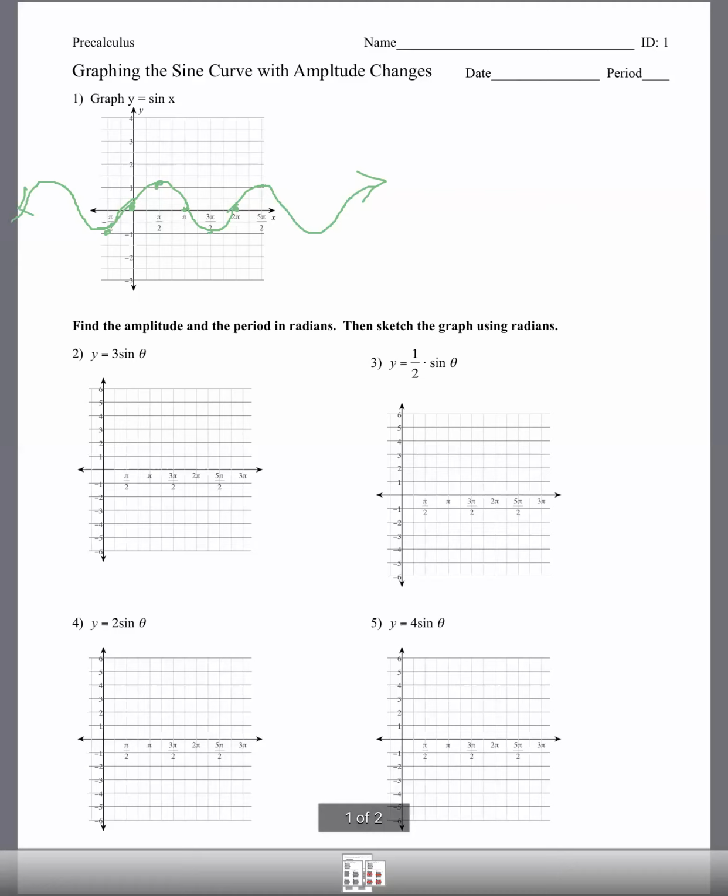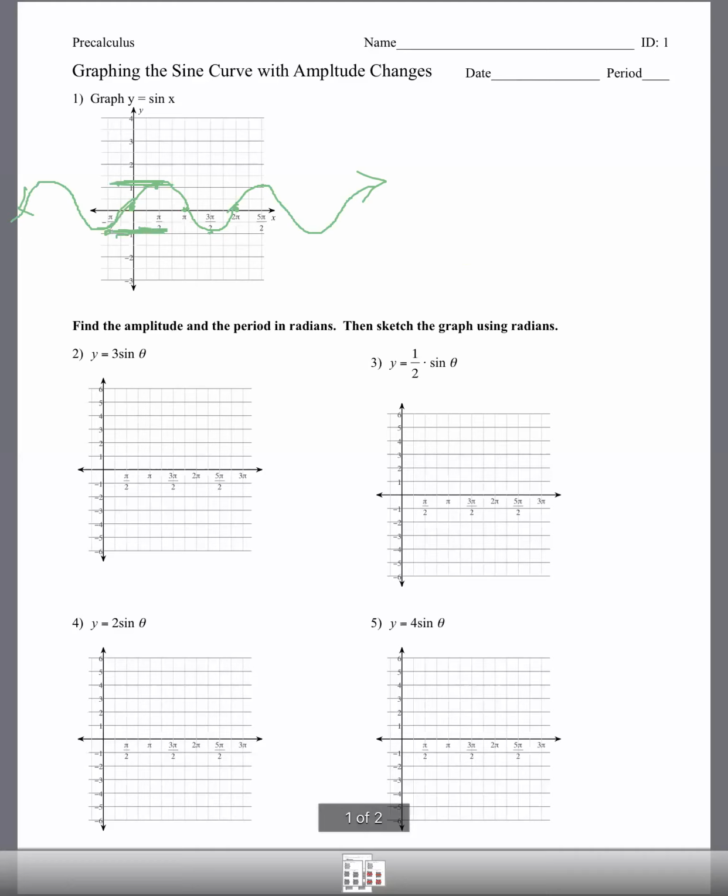Okay, so that's how you graph the basic sine curve, where the amplitude is 1, the period is 2 pi, nothing has changed. Okay, so now if we take a look at the examples down below, I have changed something. I've changed the number in front of sine. So that means that the amplitude is now different. So what does that mean? Remember, the amplitude is how high and how low my graph goes.